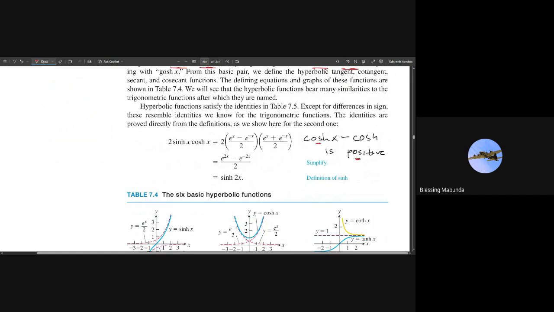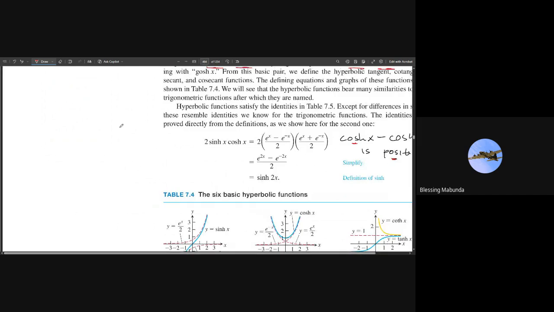Right, and the identities from trig functions, you can see here that there's a bit of similarity. So when you take the 2 sinh x, you multiply that by cosh x, this is what you will get.